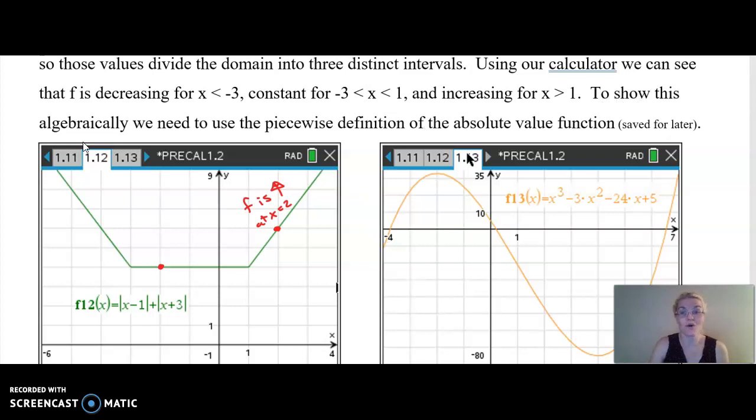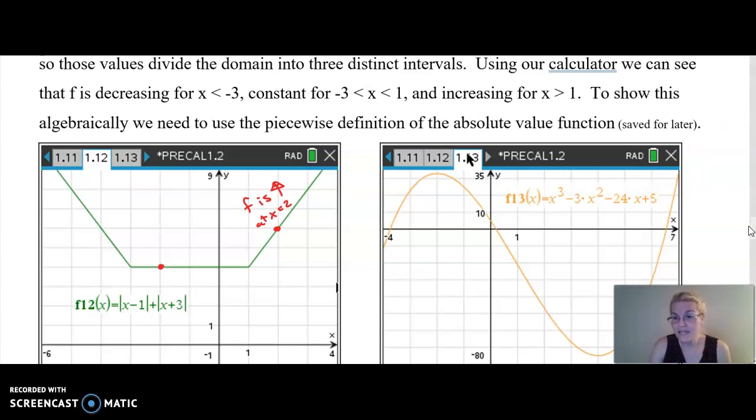Likewise, to show this algebraically, because if you think about it, it looks like it's just the equation of a line, and then a constant line, and then another line with a negative slope, horizontal line, and positive slope. In order to show algebraically what this function simplifies to, we need to use the piecewise definition of the absolute value function, which again, I generally don't teach until I teach calculus, but you're my honors pre-cal, so you're going to get to see it.